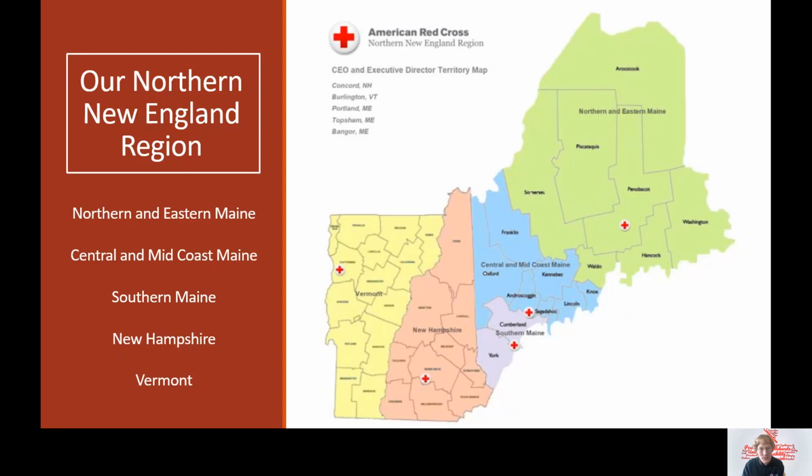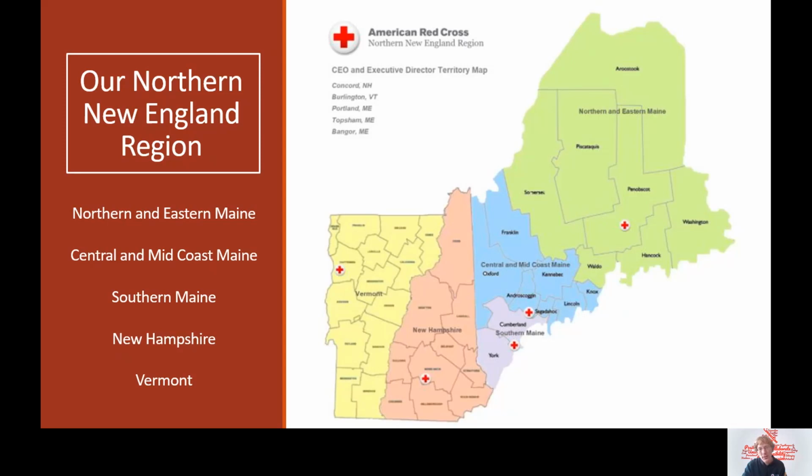And you'll see that that's northern and eastern Maine, the big one in green, central and mid coast, and then finally southern Maine, the smallish purple section there in southern Maine, where a lot of our population in Maine is. You can see the red crosses on the map represent the chapter headquarters for the various chapters. So we have offices in Burlington, Vermont, Concord, New Hampshire, Portland, Maine for southern Maine, Topsham, Maine, and also Bangor up in northern and eastern Maine. So those are our chapter headquarters.